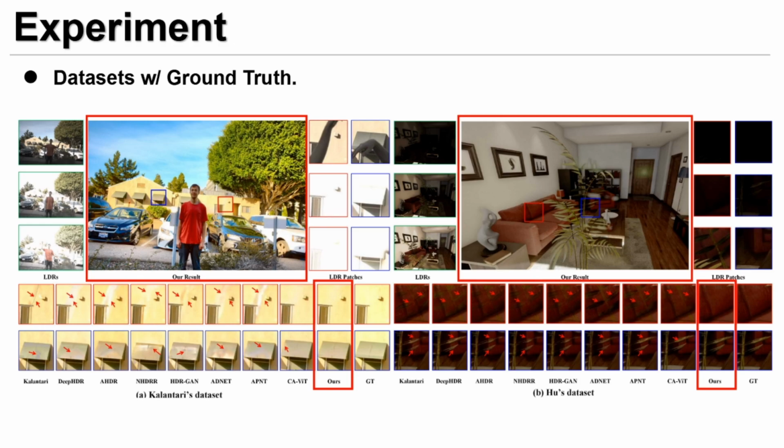Without patch-level alignment, CA-ViT also produces ghosts. The proposed HyHDR-Net not only integrates several similar patch features to complete misaligned or saturated regions, but also recovers sharp edges in motion or saturation.